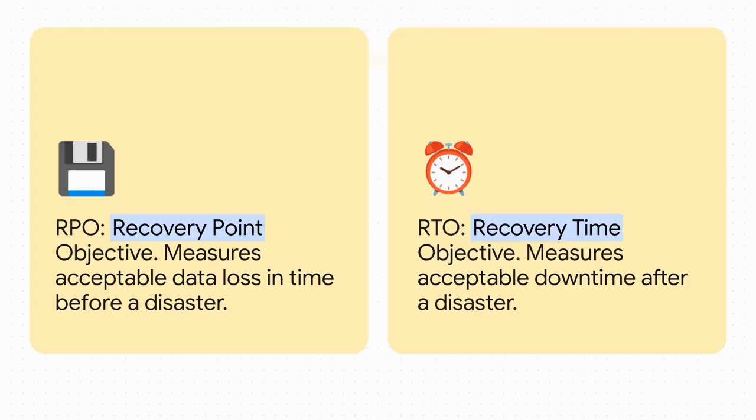Now, before we build a single thing, we have to define what success even looks like. We measure that with two key metrics, RPO and RTO. Think of RPO, recovery point objective, as your data loss tolerance. How much data, measured in time, can you really afford to lose? An hour? A few minutes? And then there's RTO, recovery time objective. That's all about downtime. How fast you have to be back online. Our entire strategy is going to hinge on hitting these numbers.